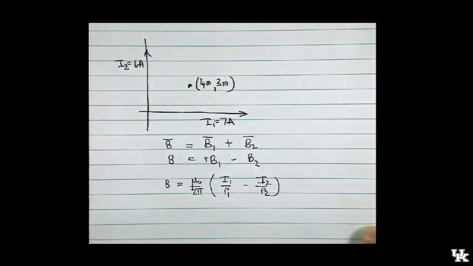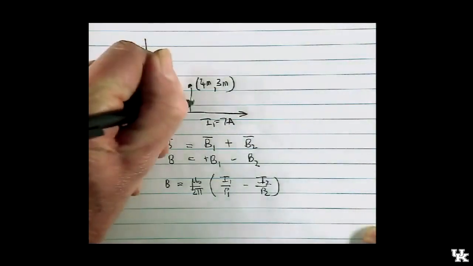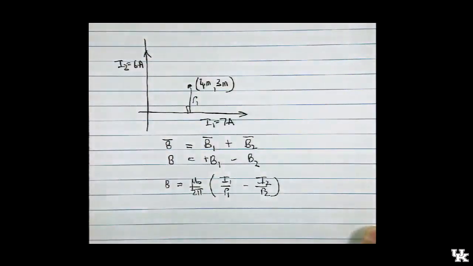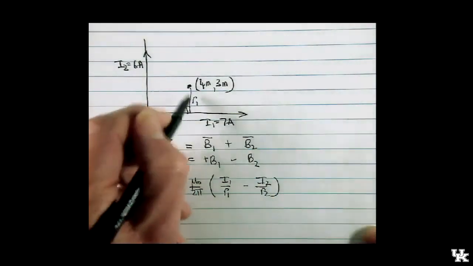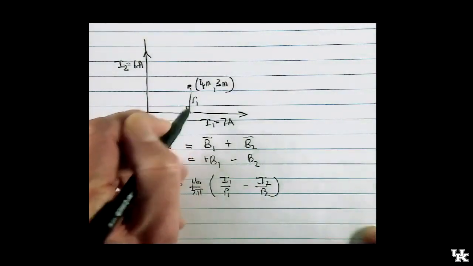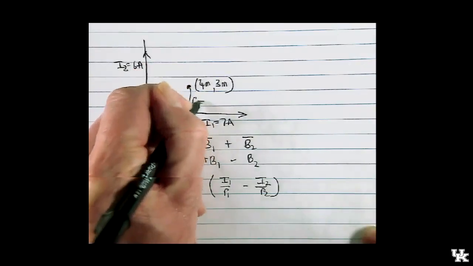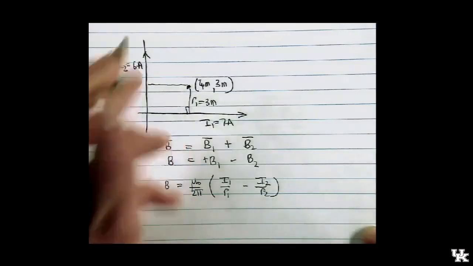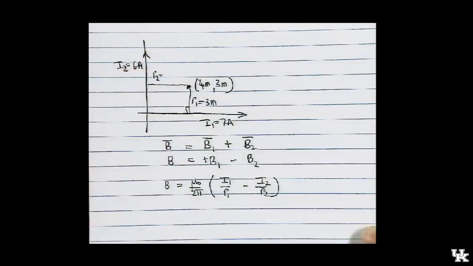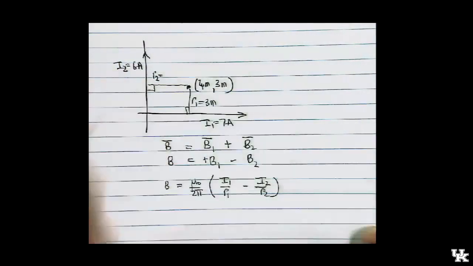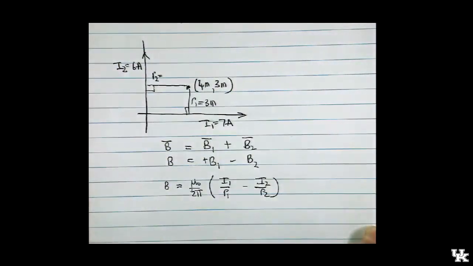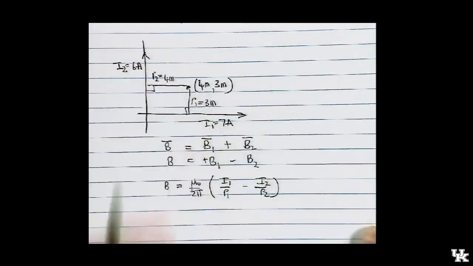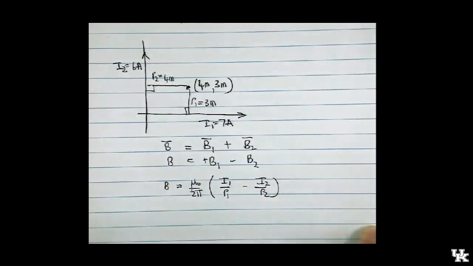Let me be clear what R1 and R2 are. This is R1. It's the radial distance from the horizontal wire. It's important, this is 3 meters, not 4 meters, because the radial distance is in the y direction. This is R2. Again, it's the radial distance from the vertical wire, the second wire, and this is 4 meters. That's the horizontal distance to this field point. And so those are the two distances.